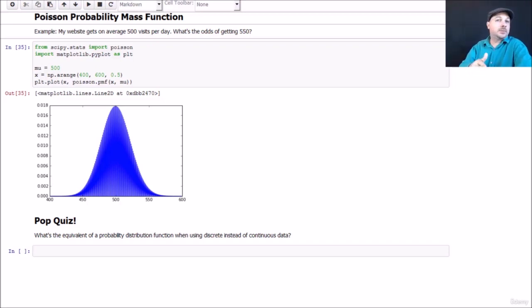Pop quiz, just to make sure you're paying attention. What is the equivalent probability distribution function when using discrete instead of continuous data? Remember, we used a probability distribution function with continuous data, but when we're dealing with discrete data, instead we use, hint, it's right on the screen right now, a probability mass function.